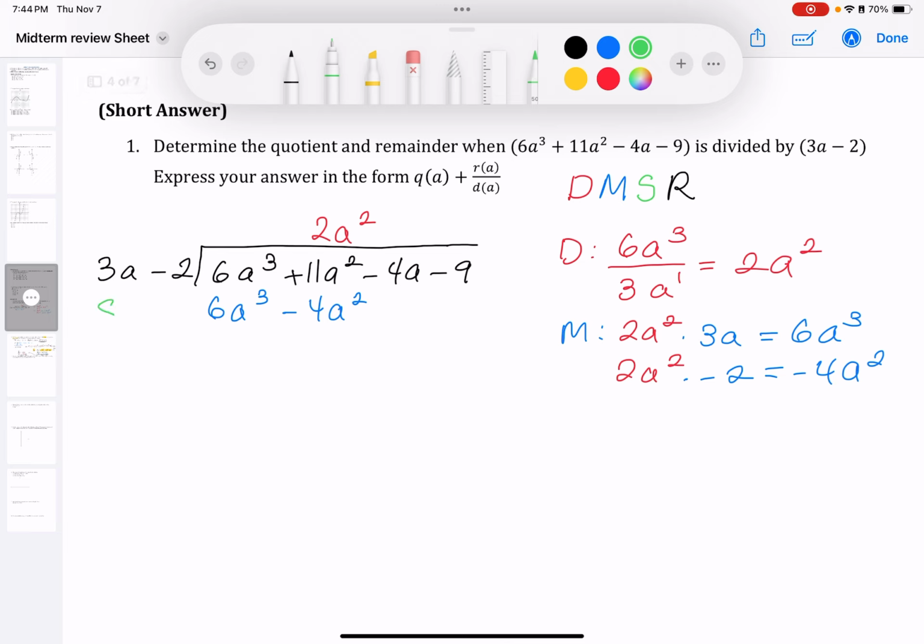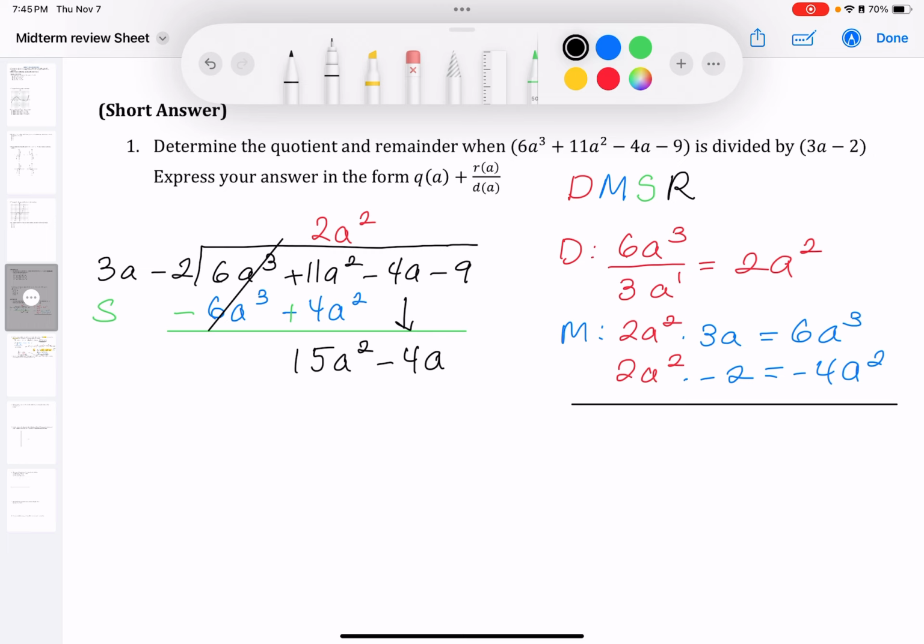Now we're going to do our S part over here. S means to subtract. So we're going to subtract the 6a cubed. And when you subtract the negative, that becomes positive. So now we're adding 4a squared. 6a cubed minus 6a cubed, those cancel because that's 0. 11a squared plus 4a squared, that is 15a squared. And then you bring down the next term, which is your 4a. And we're going to repeat the process.